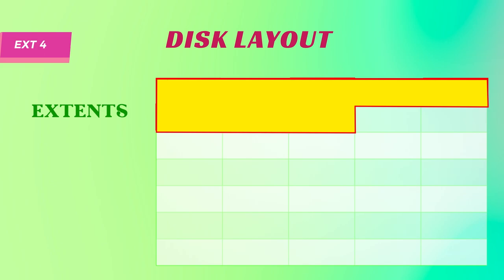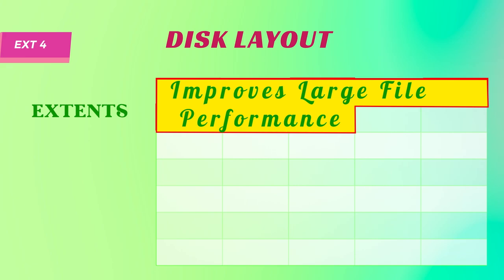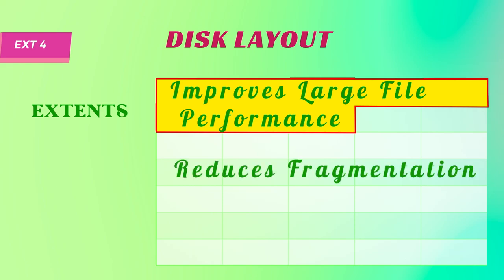A single extent in EXT4 can map up to 128 megabytes of contiguous space, considering a block size of 4 kilobytes. Extents help in improving large file performance by placing them in contiguous space, and as an extent is larger than a block group, a large file is stored in a few extents, which in turn requires fewer pointers to describe the location of all the data in large files, hence reducing fragmentation.